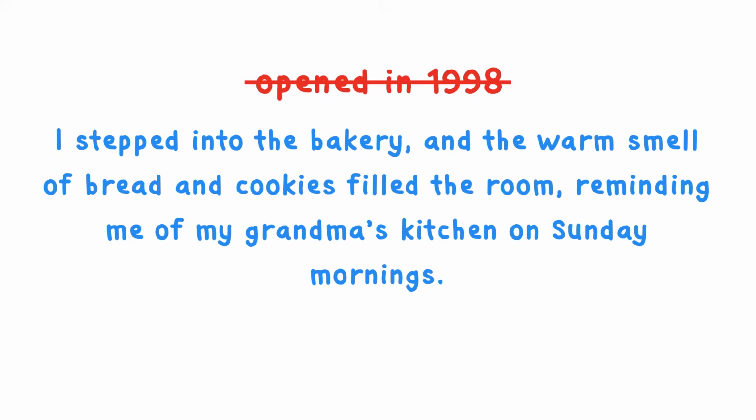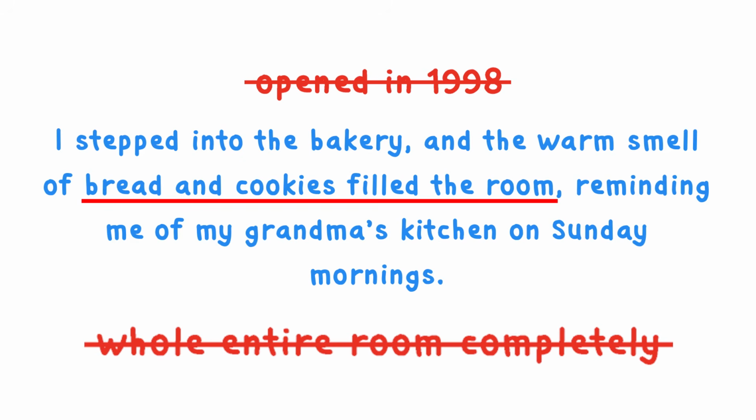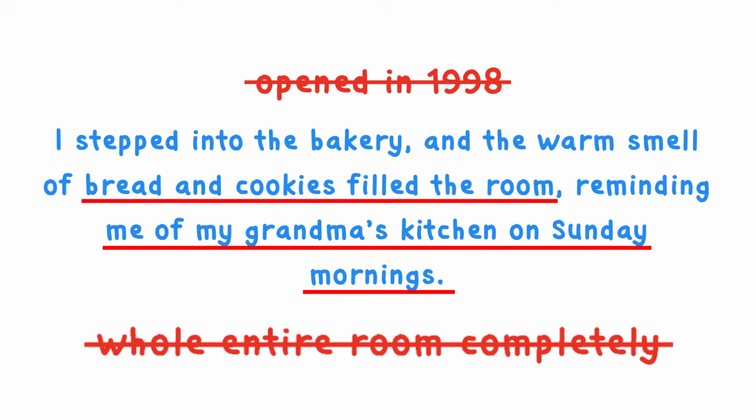Here we remove the opened in 1998 sign as it's not really helpful to the story. The long list of items was simplified but still gives sensory vividness of the items in the bakery. The line whole entire room completely was removed as it was repetitive. And finally, the memory of Grandma's kitchen has been tightened up but keeps the imagery intact.